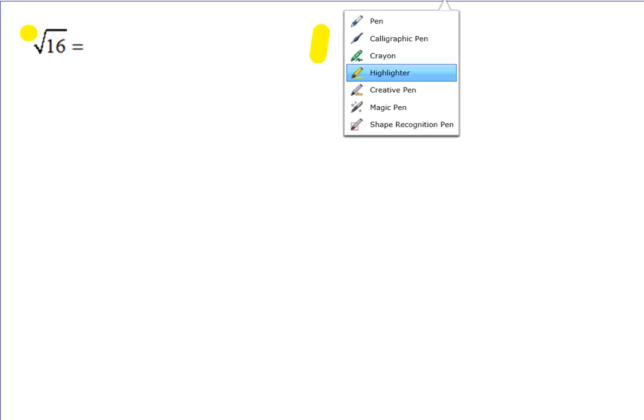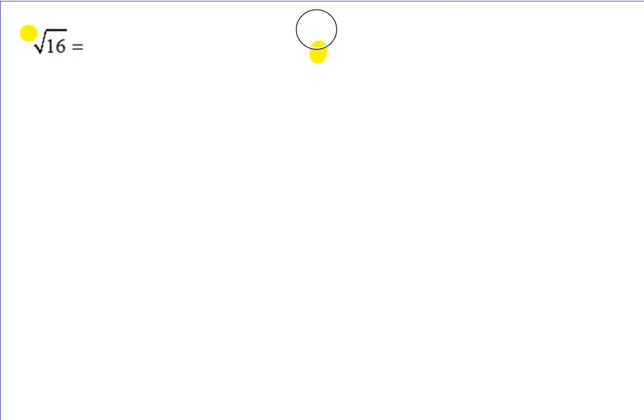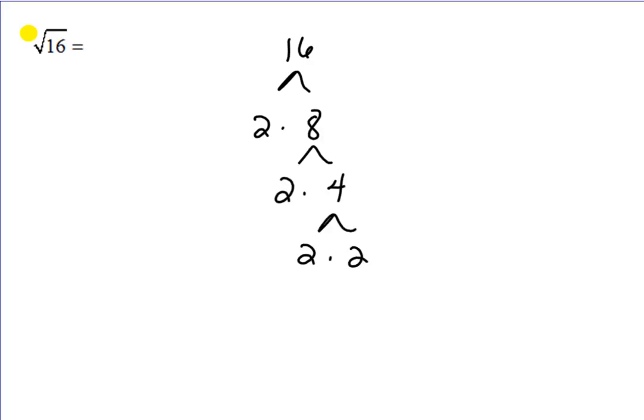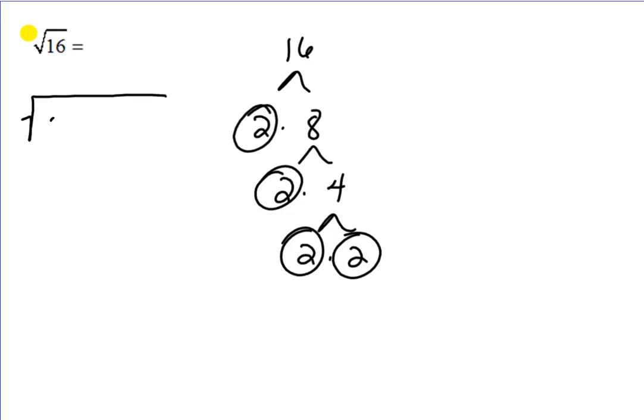So let's look at 16, and I'm going to factor 16. Not with my highlighter, of course. I'm going to do it with my pen. Okay, 16. Well, 16 is 2 times 8, or 2 times 4, and 2 times 2. Now, I'm going to only select my prime numbers, because it's actually a whole lot easier to simplify a radical if you look at it with its prime. So the square root of 16 actually is 2 times 2 times 2 times 2.